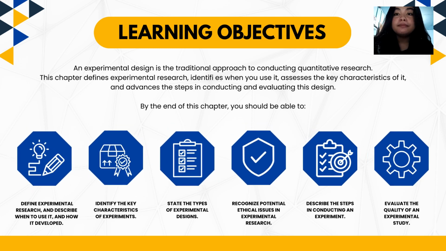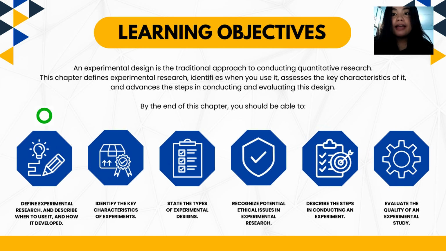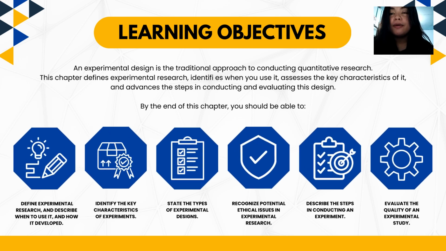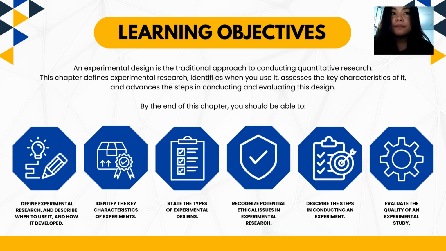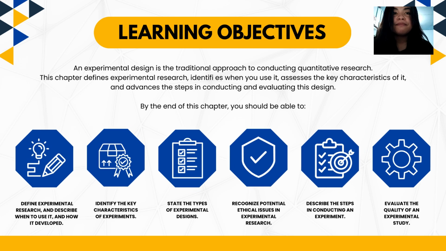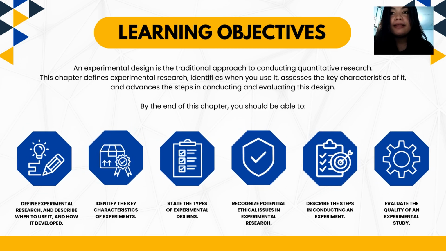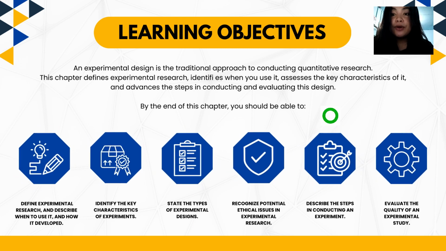I'm going to read the objectives. By the end of this chapter, you should be able to define experimental research and describe when to use it and how it developed. Identify the key characteristics of experiments. State the types of experimental designs. Recognize potential ethical issues in experimental research. Describe the steps in conducting an experiment. And then lastly, evaluate the quality of an experimental study.